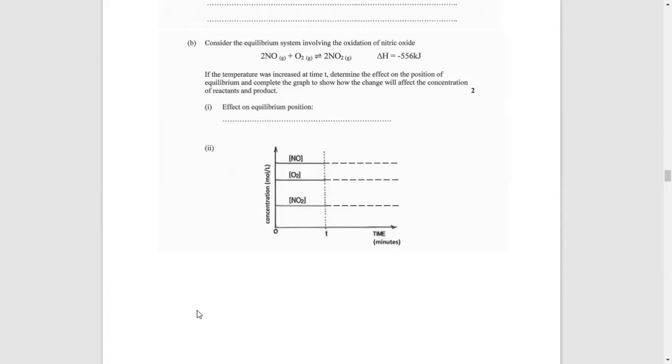So with this one, you have another equilibrium system again. It involves the oxidation of nitric oxide, 2NO gas plus O2 gas to give you 2NO2 gas, and it's exothermic. If the temperature was increased at time t, determine the effect on the equilibrium and then do the graph. So it is exothermic. You are increasing the temperature. If you're increasing the temperature, that means it will shift left or favor the reverse reaction.